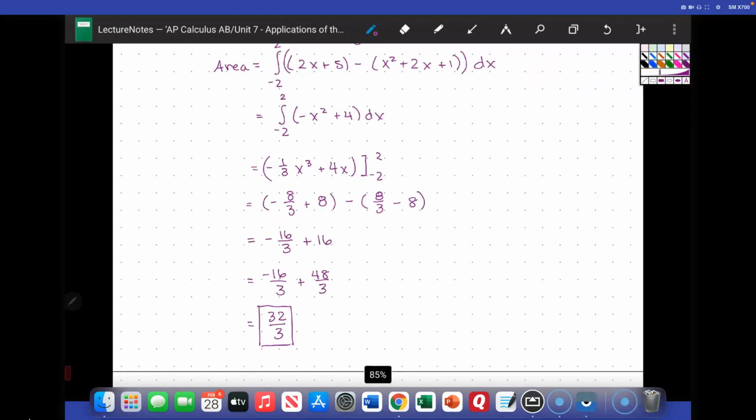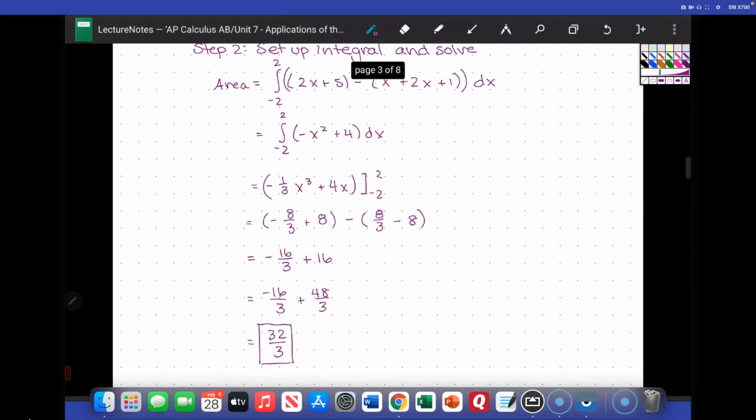Ooh, wrong way. Godzilla. There, I can see everything. Get used to fractions.